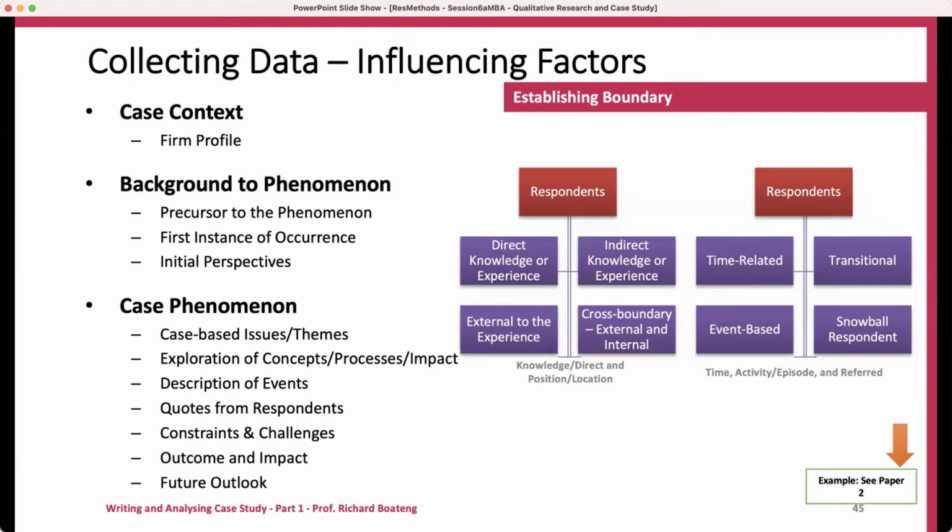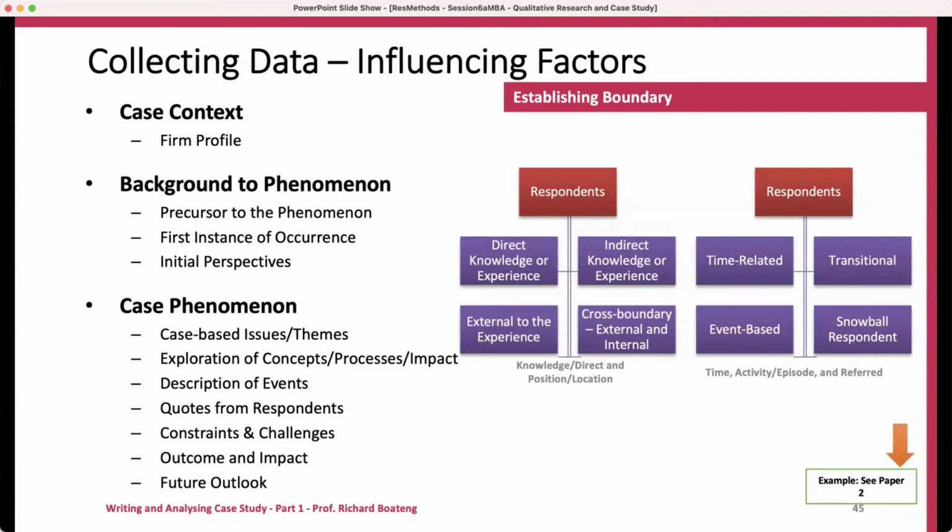Okay, so you have got the time-based one, the event-based one, the transitional, and the snowball respondent. And then on the other side, you have got those who are internal to the issue and those who are external. Internal meaning that they have experienced the issue and they are internally in the organization.